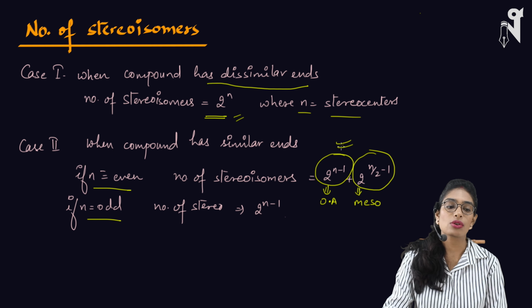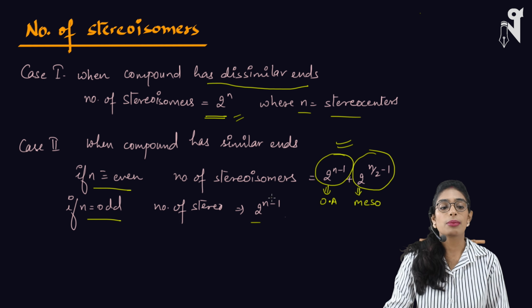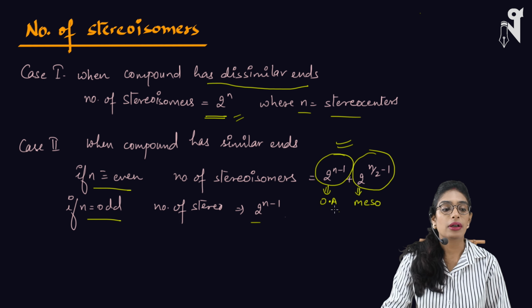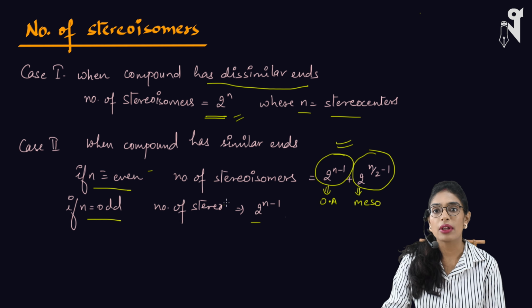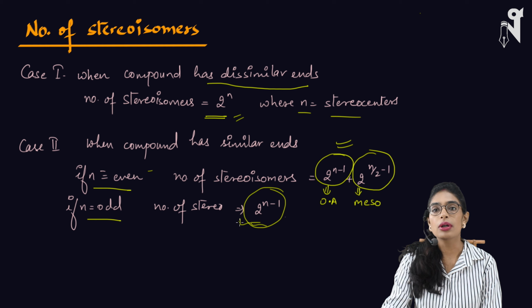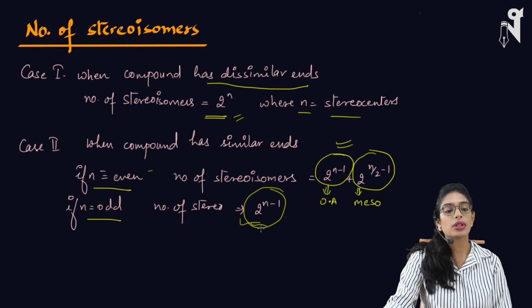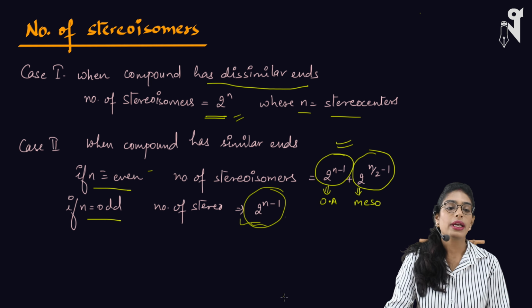But that is only in the case of even n. In case of odd, you may not be able to find it. Mostly your mesos are only in the even ones. In odd ones, generally there are not many mesos, but there are cases where you may find meso compounds when n is odd also. In that case, this formula will not give you the exact number of mesos. Here it is giving you just the total number of stereoisomers. Now let's try applying these formulas to our questions.